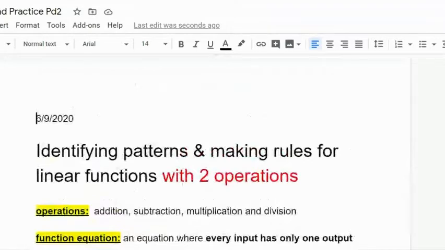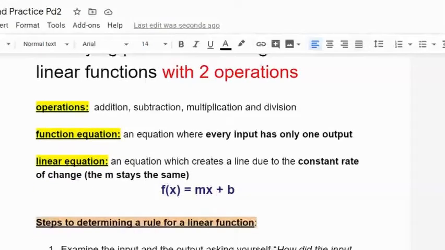Quick review: operations are addition, subtraction, multiplication, and division. A function equation is an equation where every input has only one output. A linear equation is an equation that creates a line due to the constant rate of change, which is another way to say that m stays the same. We're going to be using that a lot today. f(x) = mx + b is our linear equation.